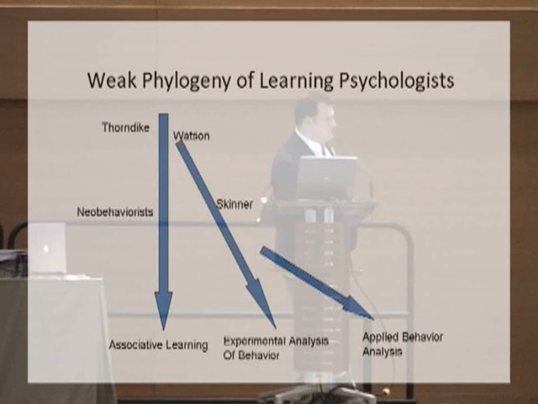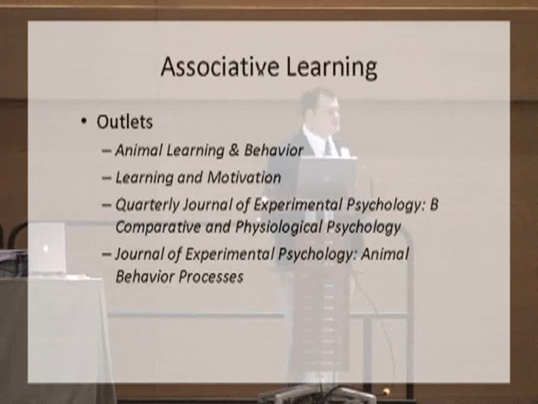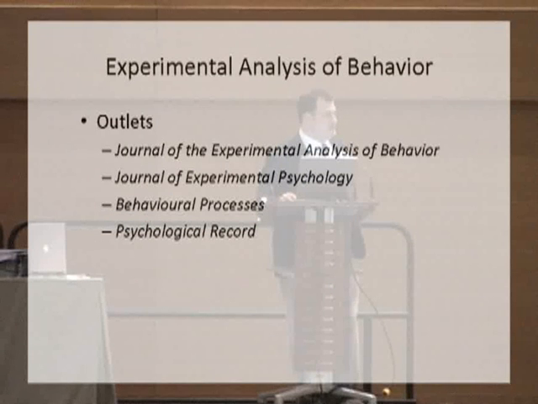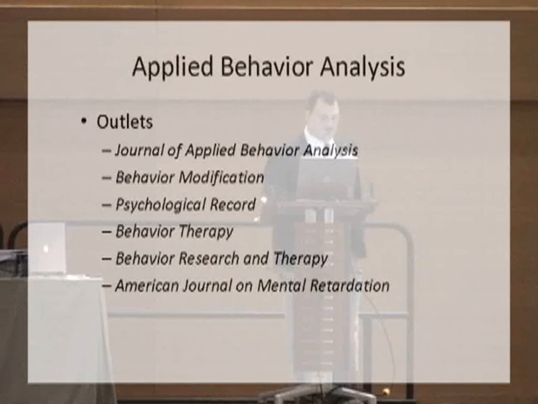And somewhere along the way, the experimental analysis stream saw necessary to break into two parts, one leading to what we call today applied behavior analysis. Now today we have these three different areas that continue to split from each other. They have their own outlets. So some journals in associative learning, there are journals that publish experimental analysis of behavior, and there's some journals that publish applied behavior analysis research. There's a bit of overlap, but increasingly there's less and less, and that's a natural progression in science.